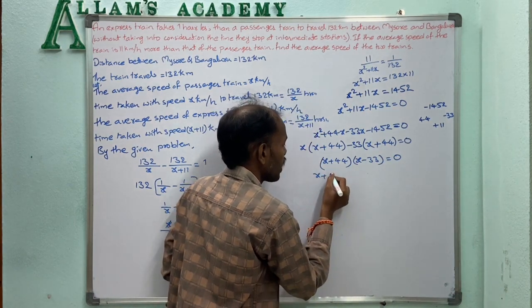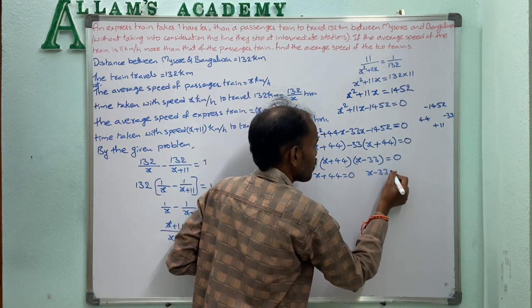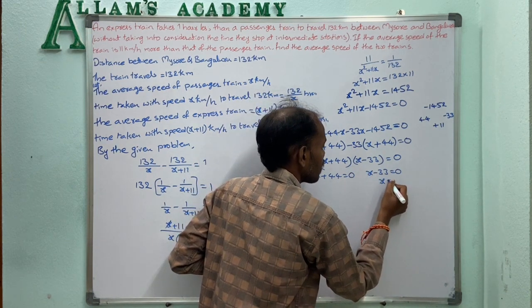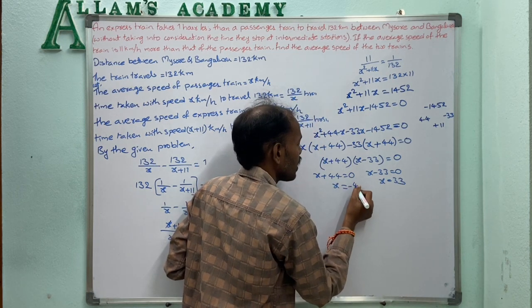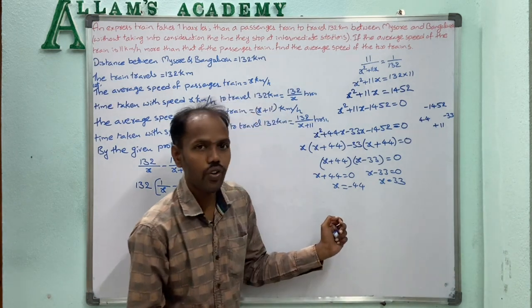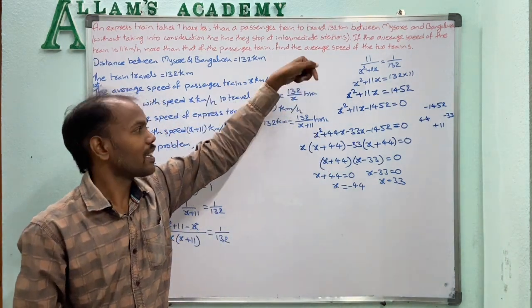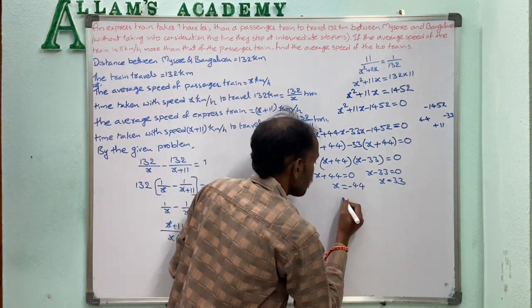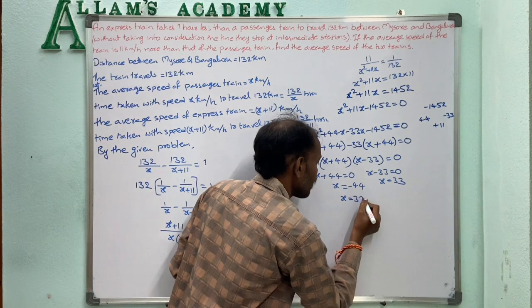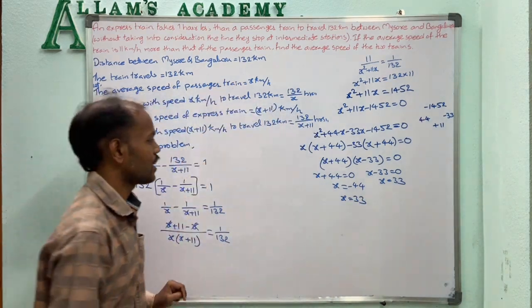So either x plus 44 equals 0 or x minus 33 equals 0. If x minus 33 equals 0, then x equals 33. If x plus 44 equals 0, then x equals minus 44. Here we are finding the average speed of the trains, which cannot be negative; they are positive numbers only. So x equals 33. Here x is the speed of the passenger train.